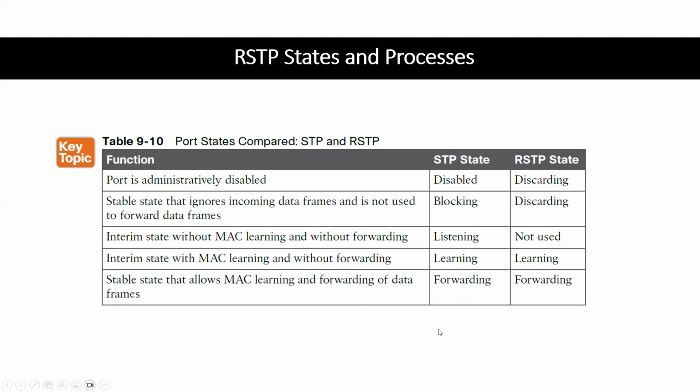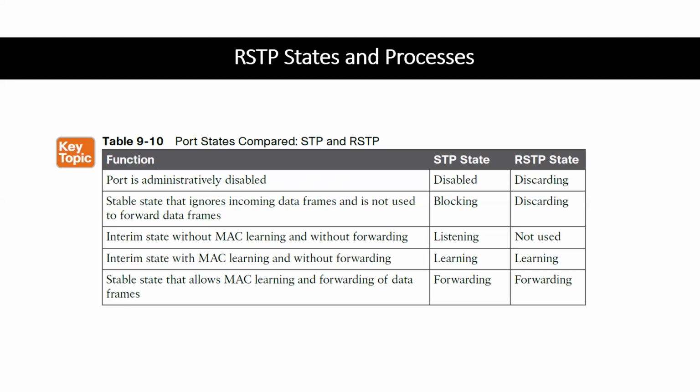So this is good. I want you guys to take a look at this and compare these port states. Disabled and discarding are the same thing: the port is administratively disabled. STP state blocking compared to the RSTP state discarding: a stable state that ignores incoming data frames and is not used to forward data frames. You guys already learned this. The terminology is just changing.